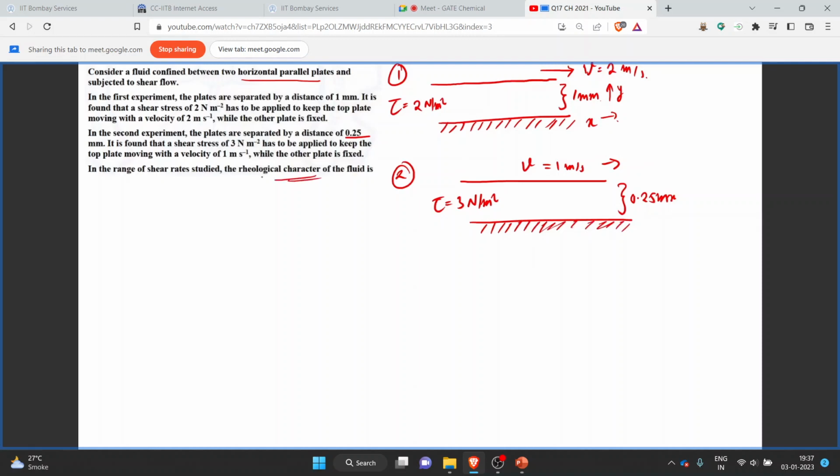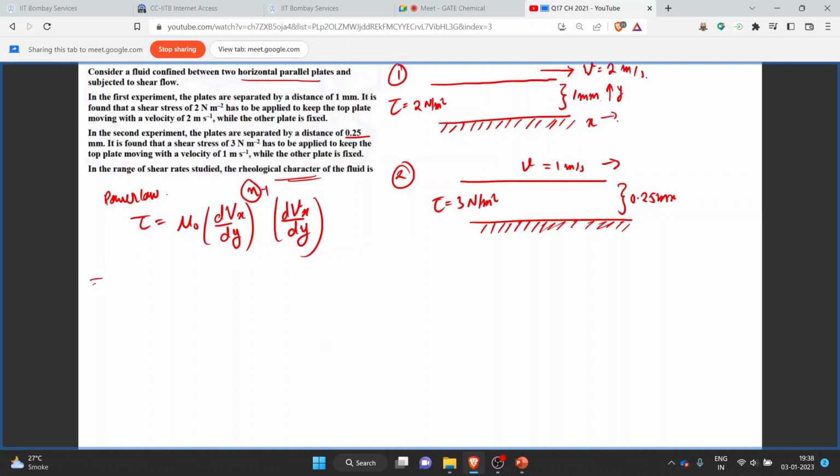So that we can study using the power law equation that states that tau is equal to mu naught, dvx by dy, raised to n minus 1, times dvx by dy. So based on the value of n, we can comment on the rheological character of the fluid.